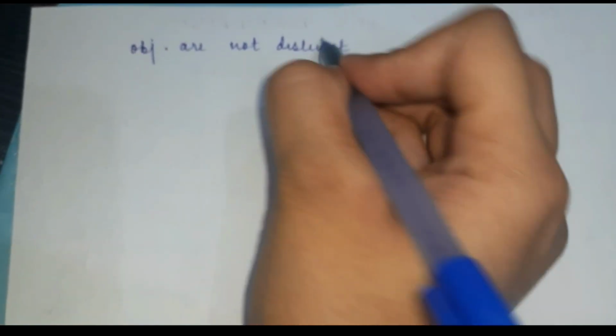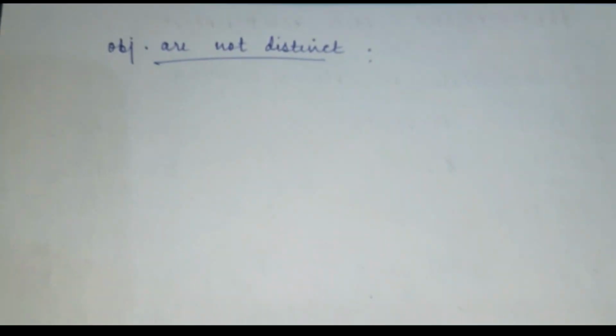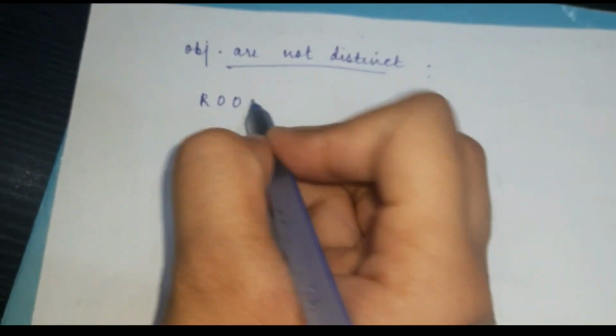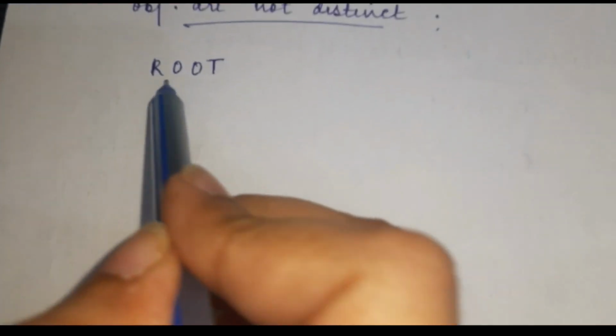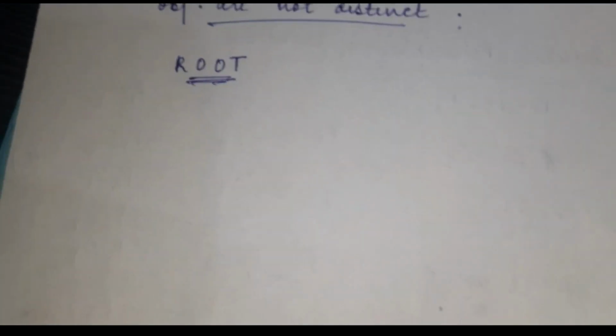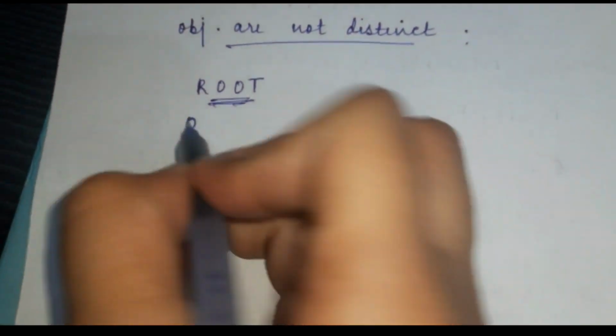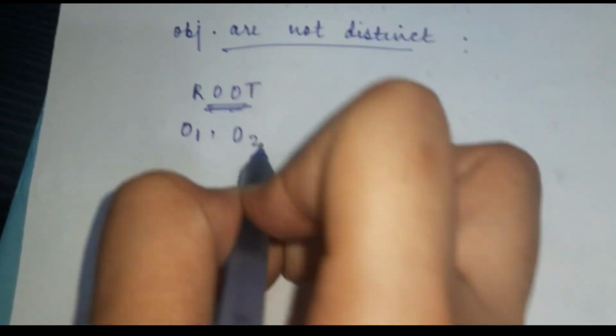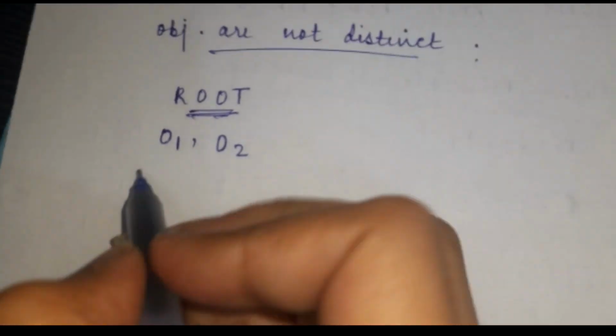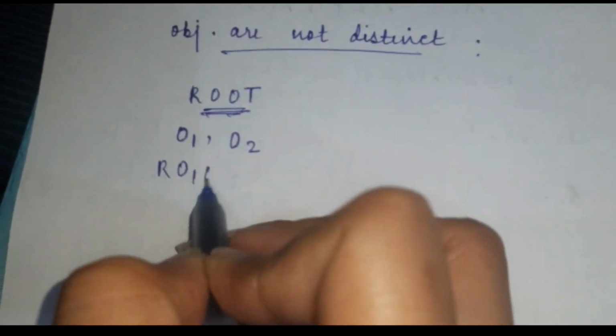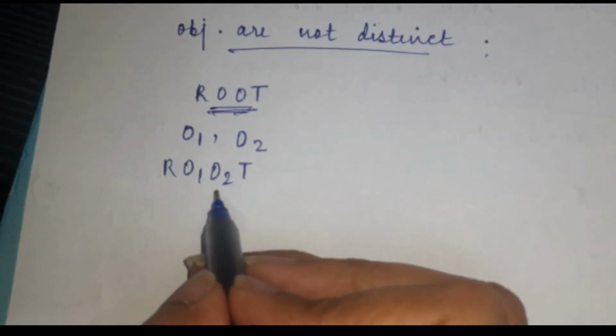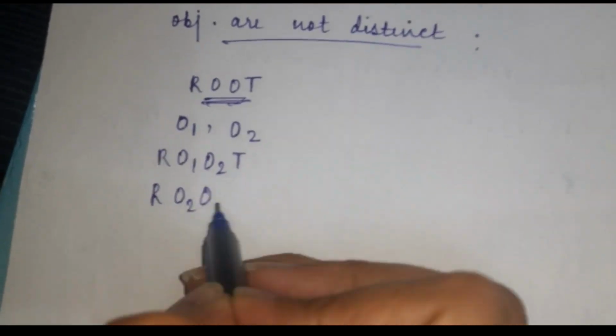Now when the objects are not distinct, let's consider an example, root. I have a word root where I am getting two O's. So let me consider these two O's as different. Let me denote them by O1 and O2. So the word root can be written as RO1O2T and RO2O1T.